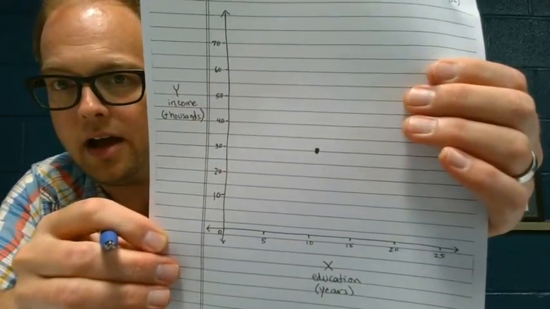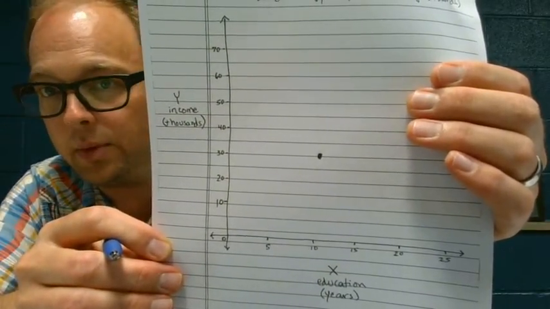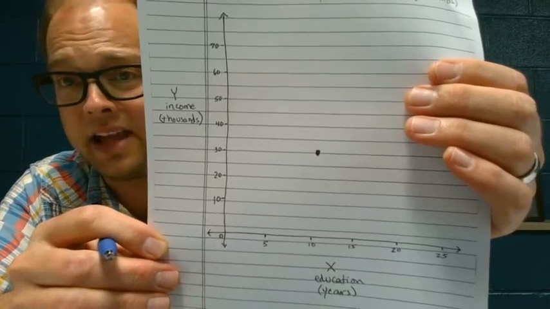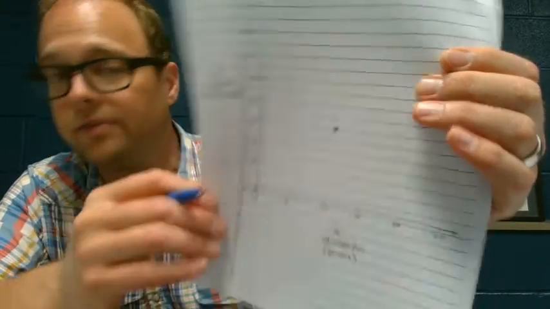Let's say someone had 10 years of education and they earned $30,000 a year. Okay, I'm going to say that again, more slowly. 10 years of education, that's our X variable, and $30,000 a year is their annual income. If I were to plot that data point, 10 years of education, $30,000 a year in income, it would look approximately like that. It's not exact, but it's close enough.